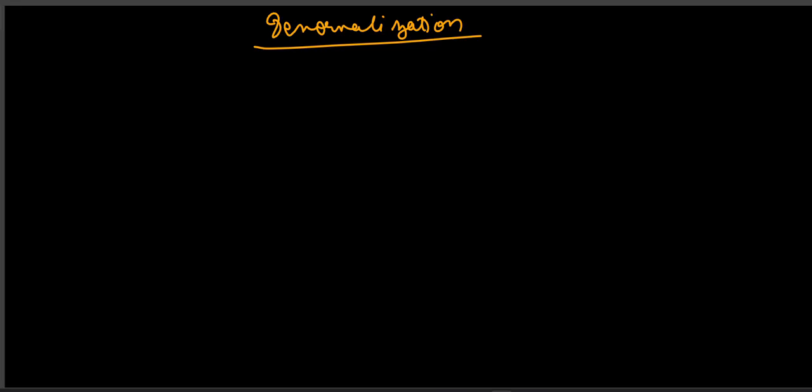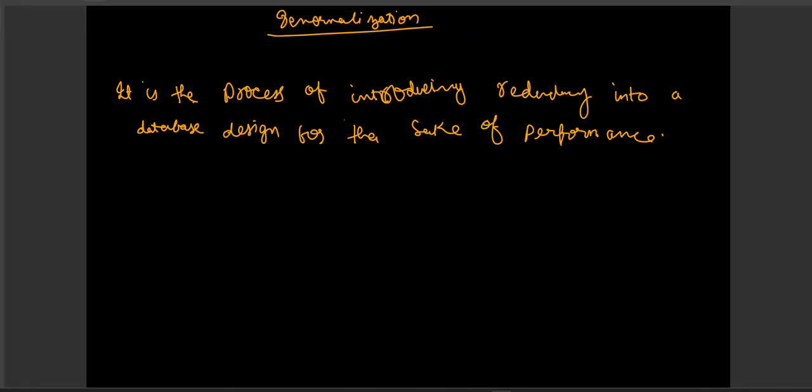Denormalization is the process of introducing redundancy into a database design for the sake of performance. As the name suggests, it is the opposite of normalization. It is used when query performance is more important than avoiding redundancy. Okay, so let me write down its definition. Yeah, this is the definition for denormalization.